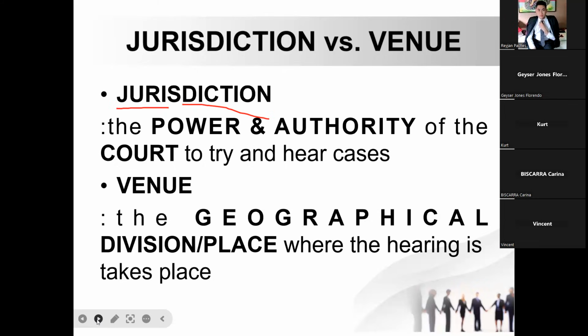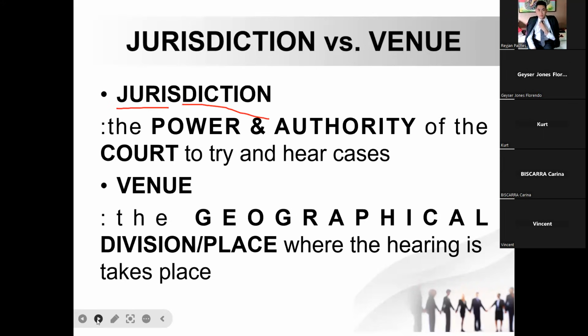Again, pag sinabi natin jurisdiction, it is the power and authority of the court to hear, try, and decide cases and to settle disputes and actual controversies. While ang venue naman, it is the geographical division, it is the place, or it is the situs where the trial and hearing should take place. Again, paano natin ma-determine yung tinatawag natin na venue? Of course, kung saan nag-took place or saan nangyari yung krimen, it will automatically determine the venue of the trial and hearing.